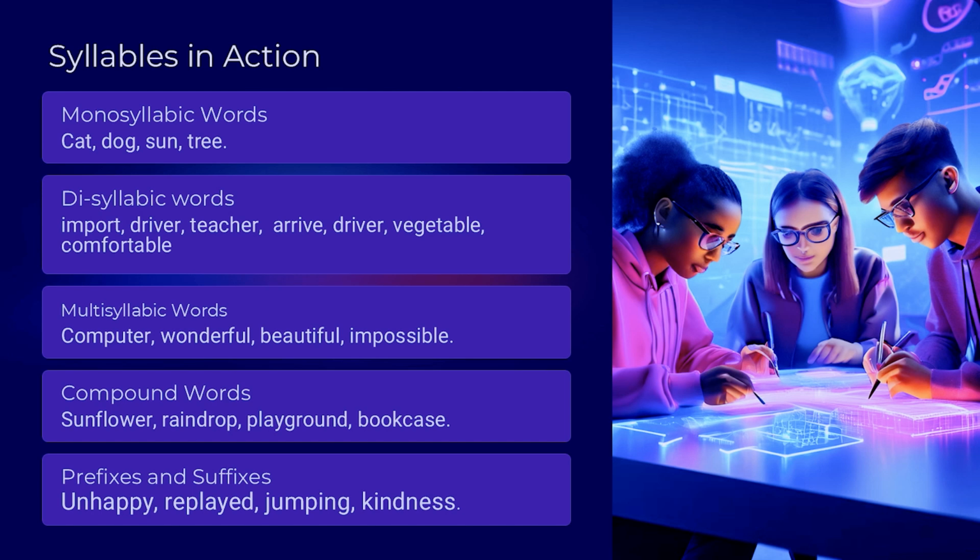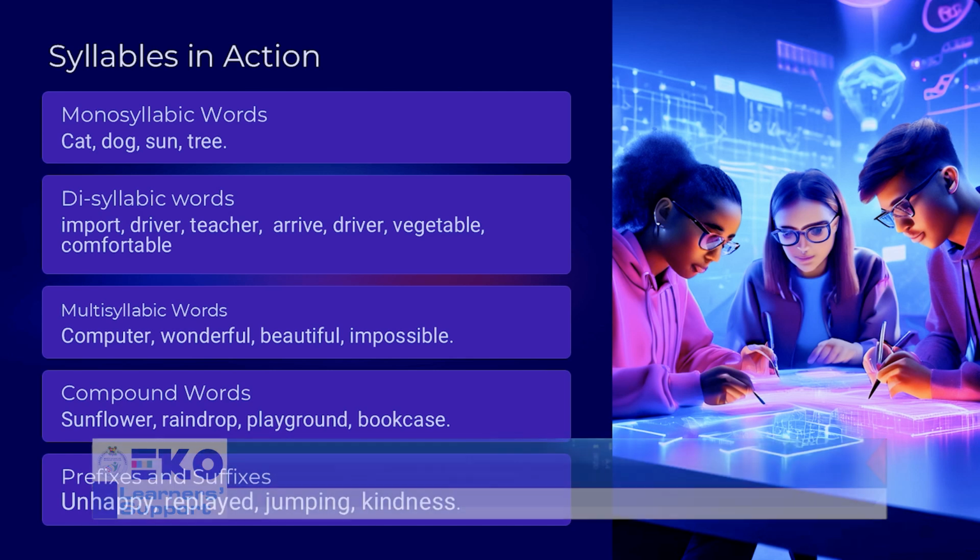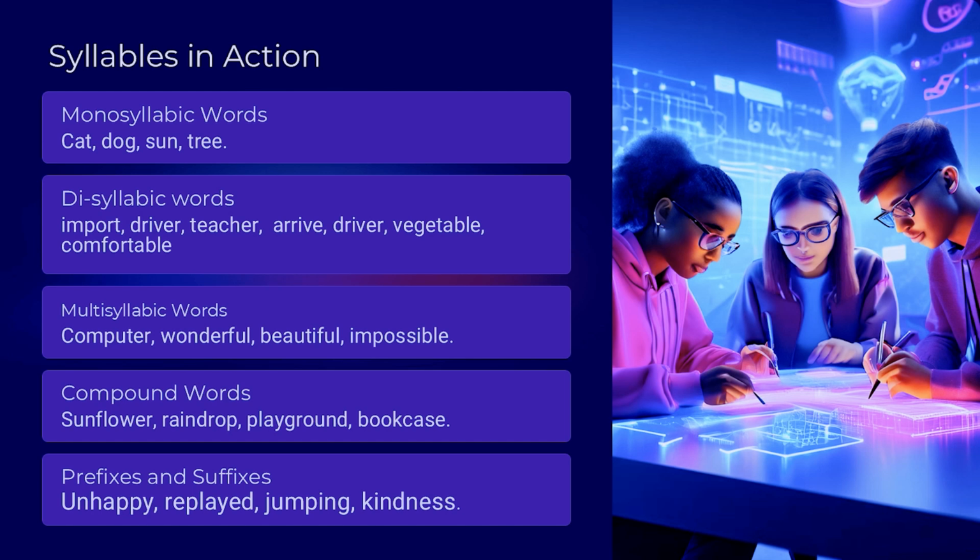Compound words, words such as sunflower, they are compound words. Sun is a word on its own, flower is a word on its own. The 2 together make a compound word. Raindrop, playground, bookcase are also examples. These are all examples of compound words.